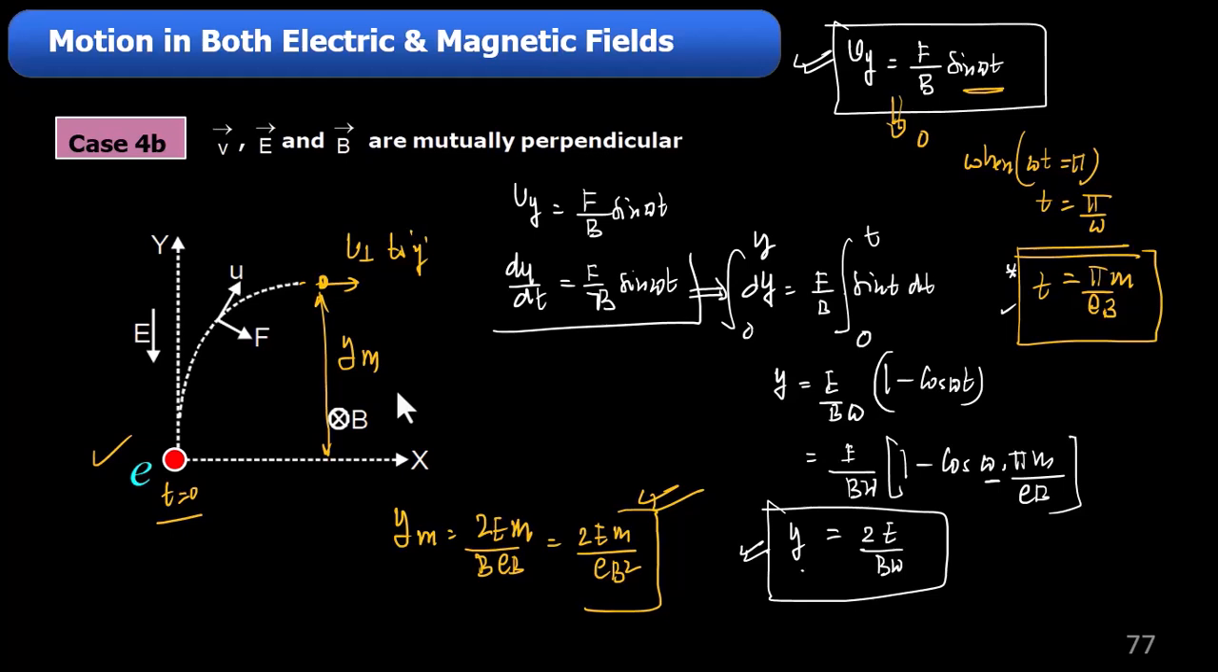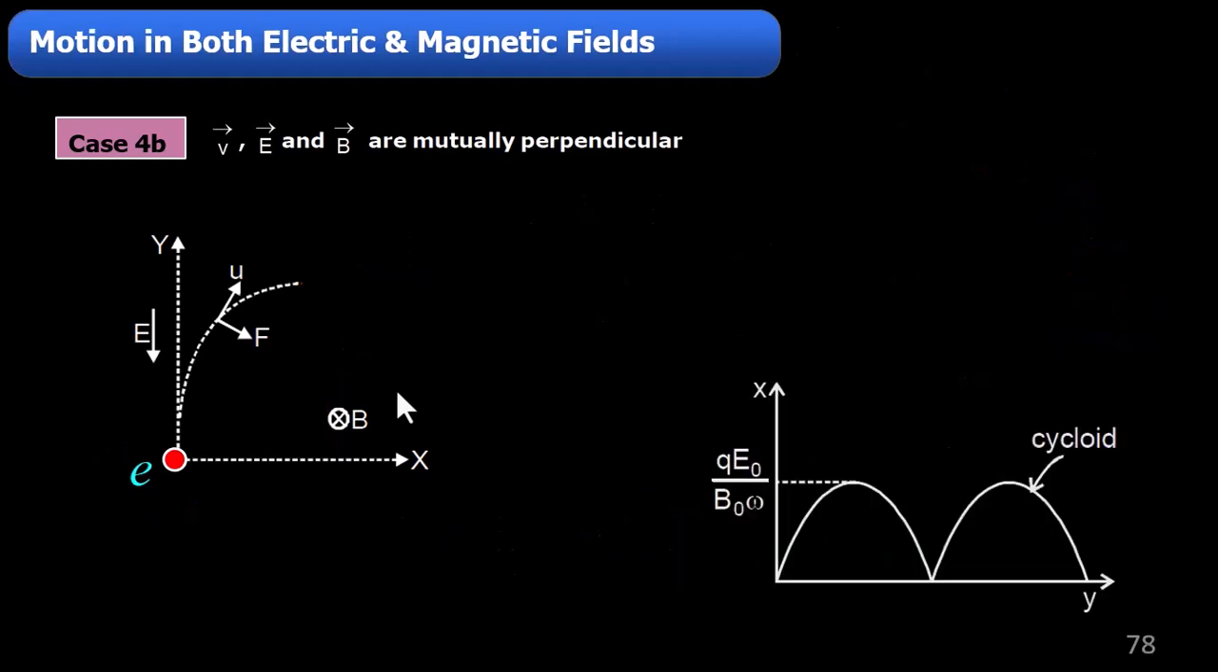Similarly, if I go for the calculation of the acceleration along the x direction, that is nothing but Fx by m. Now, what is the force along the x direction? That is equal to E into Uy into B divided by m. So that is the acceleration along the x direction. It is a function of Uy. I have already calculated the Uy value, that is, Uy equals E by B into sine of omega t.